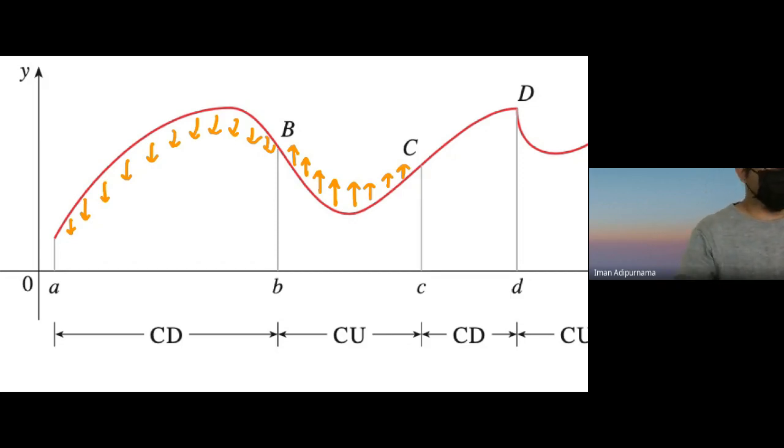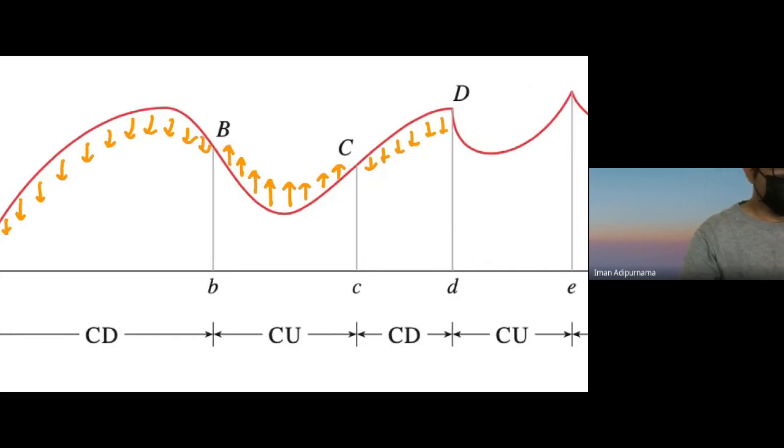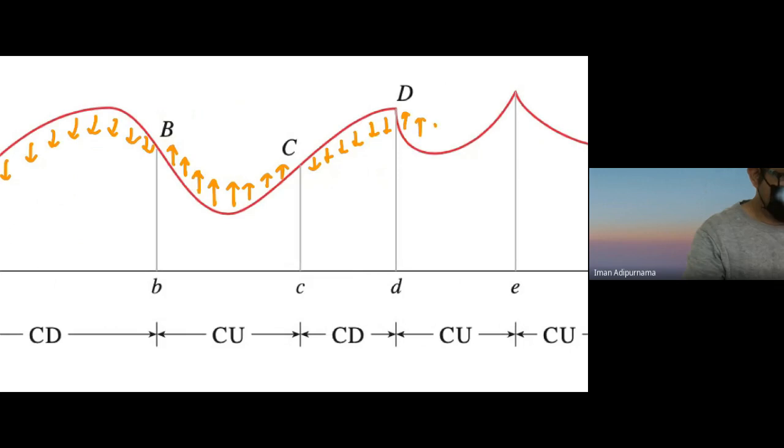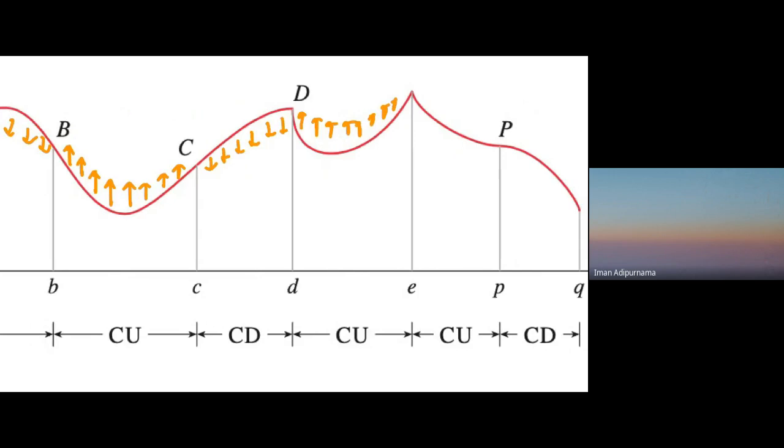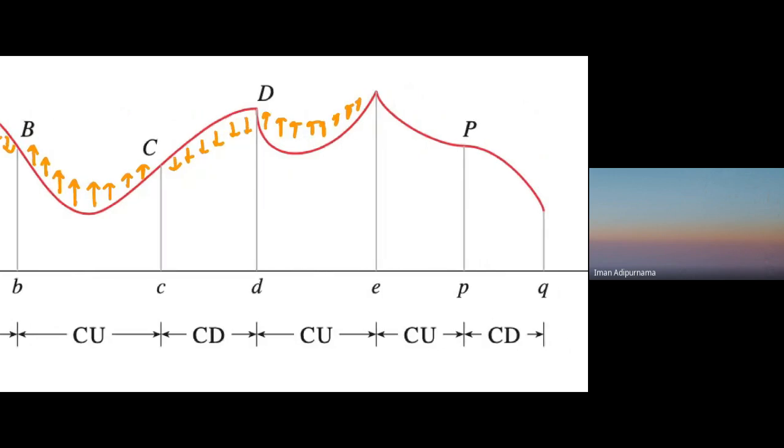And then it's going down. And it's going up. But now, at this point D, we know that it's not differentiable, right? It's not differentiable, it has a corner. And also here, it's also not differentiable, but it's upward and then still upward. And then it's changing downward.